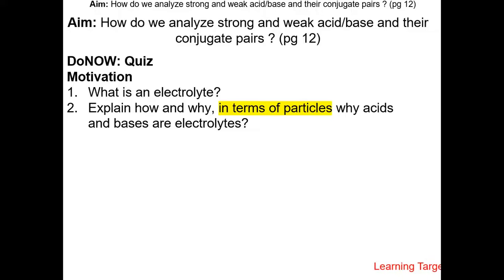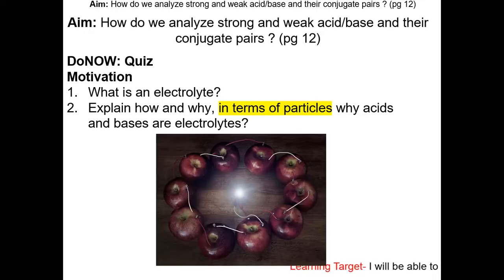This is my third video lesson for Unit 13. In this lesson, we'll be analyzing strong and weak acids and bases and their conjugate pairs. Go to page 12 in the class packet. We're first going to analyze why acids and bases are considered electrolytes.